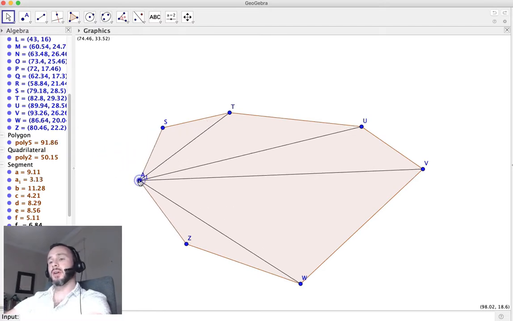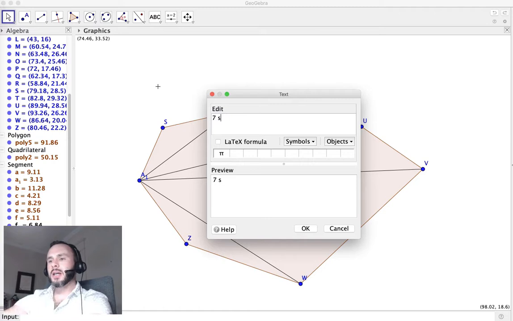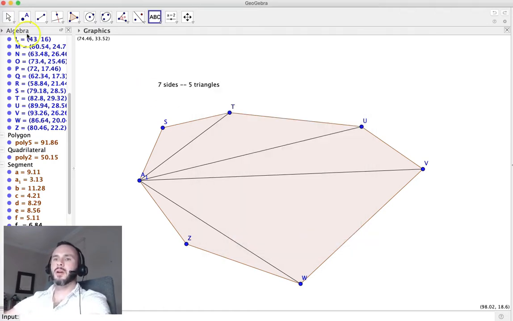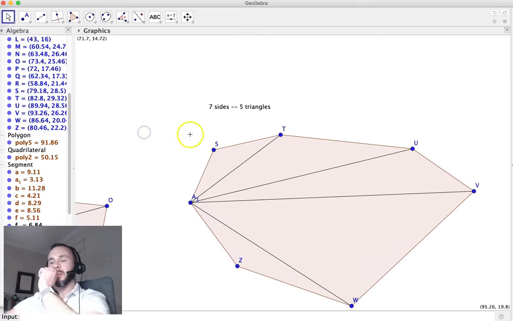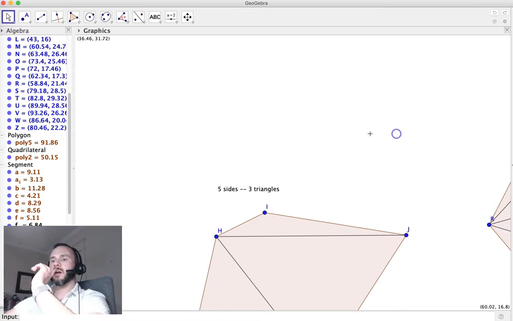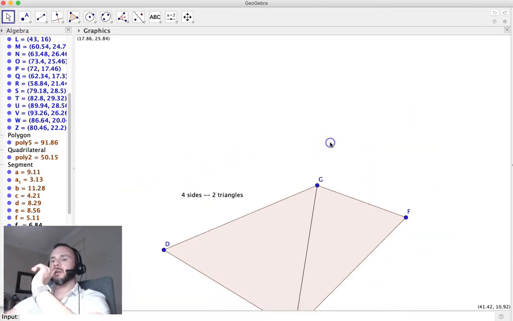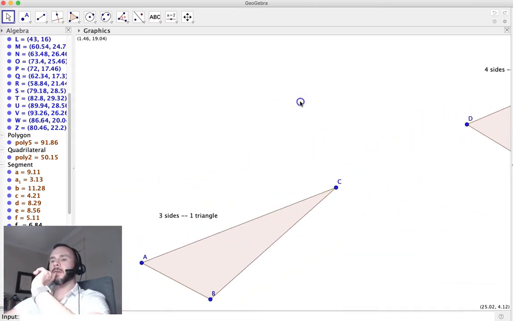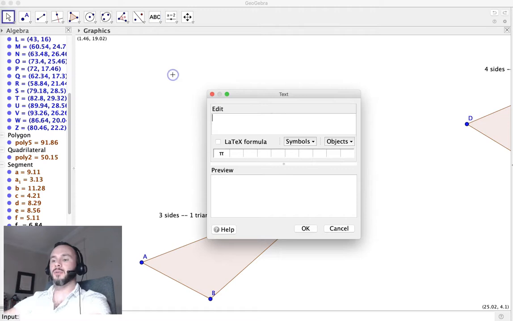So as you can see here, I've got a heptagon with 7 points. 1, 2, 3, 4, 5. So now we've got 7 sides gives 5 triangles. So what's the relationship here, right? We've got to ask ourselves, what's the relationship? 7 sides gives 5 triangles. 6 gives 4. 5 gives 3. 4 gives 2. 3 gives 1. What's the pattern? Well, it's the number of sides minus 2, right? So that's what we're looking for here.